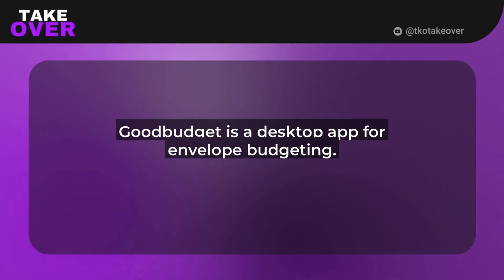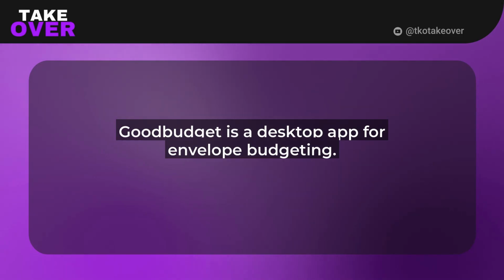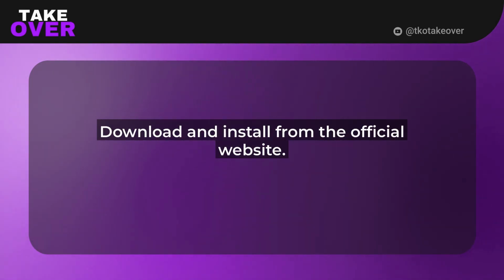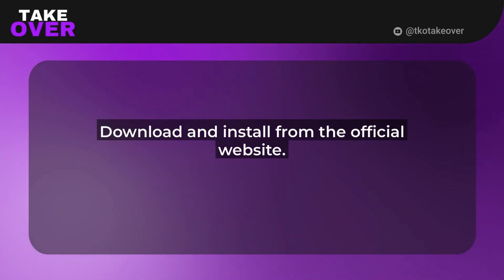Goodbudget is your new best friend. It's a fantastic app based on the envelope budgeting system, helping you allocate money to different categories like groceries, rent, or fun money. In this video, I'll walk you through the basics of using Goodbudget on your computer, step by step, so you can get started right away.